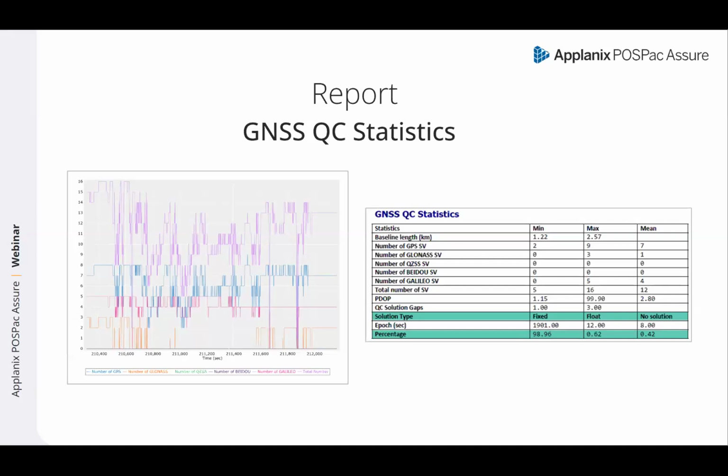So in that case here, we have almost 99% of a fixed solution. Then we have a certain amount for the float and for no solution. So really depending on the application and where you drove the data, that can be very helpful to assess the quality of your trajectory.